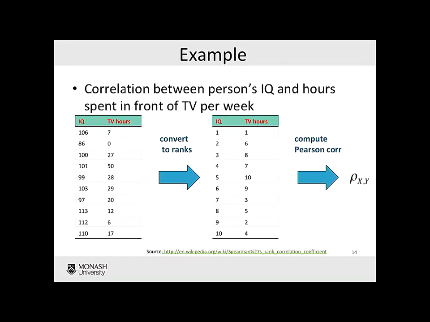So with the ranking, this is the original data. We have something like IQ and hours spent watching television. Because these are ratios, I expect it's not necessarily normal. You just rank the data and then calculate the coefficient based on the ranks.